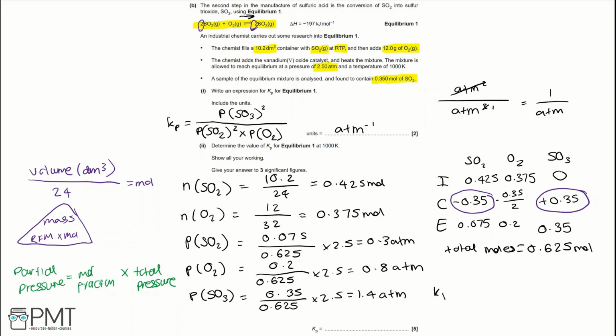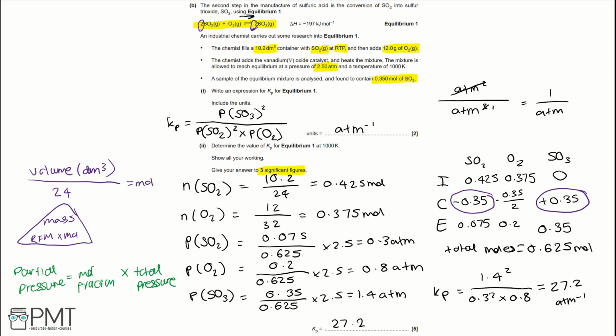Then using our expression for Kp, we're going to have 1.4 squared divided by 0.3 squared multiplied by 0.8. And that is going to be equal to 27.2 atmospheres to the -1, which is what we can write on our answer line, and this is our value for Kp to 3 significant figures, which we've been asked to give our answer to in the question.